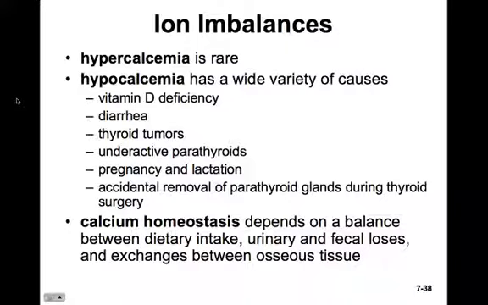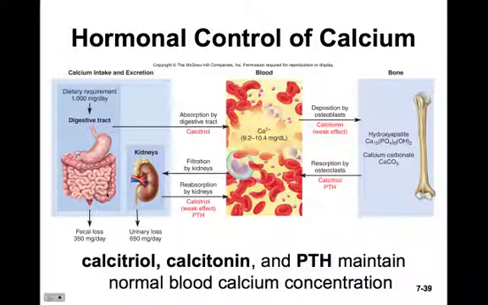So calcium homeostasis depends on a balance between dietary intake of calcium, urinary and fecal losses of calcium, and the exchanges between this reservoir in the bones, or osseous tissue. So how is the homeostasis of these calcium ions regulated? There are three primary players: calcitriol, calcitonin, and parathyroid hormone. These are the hormones involved in maintenance of normal blood calcium concentration.